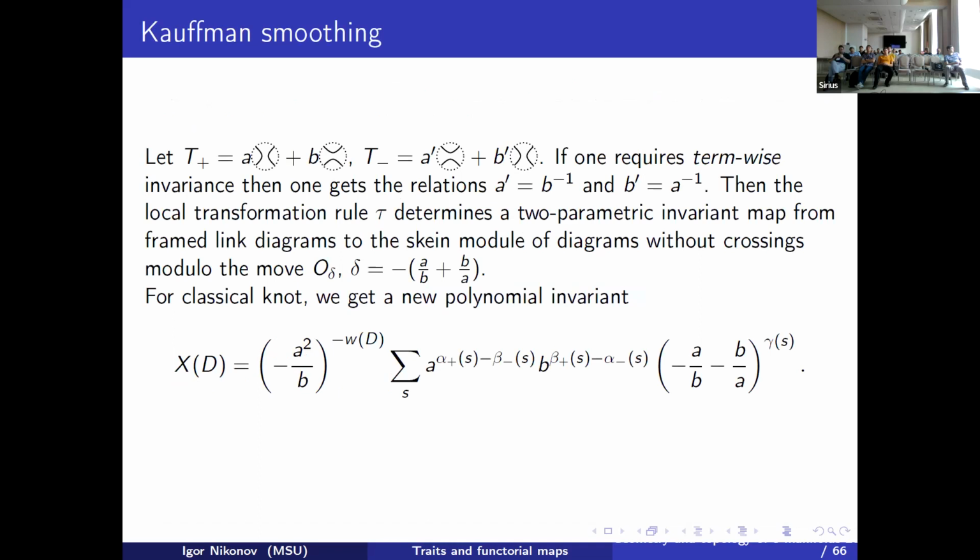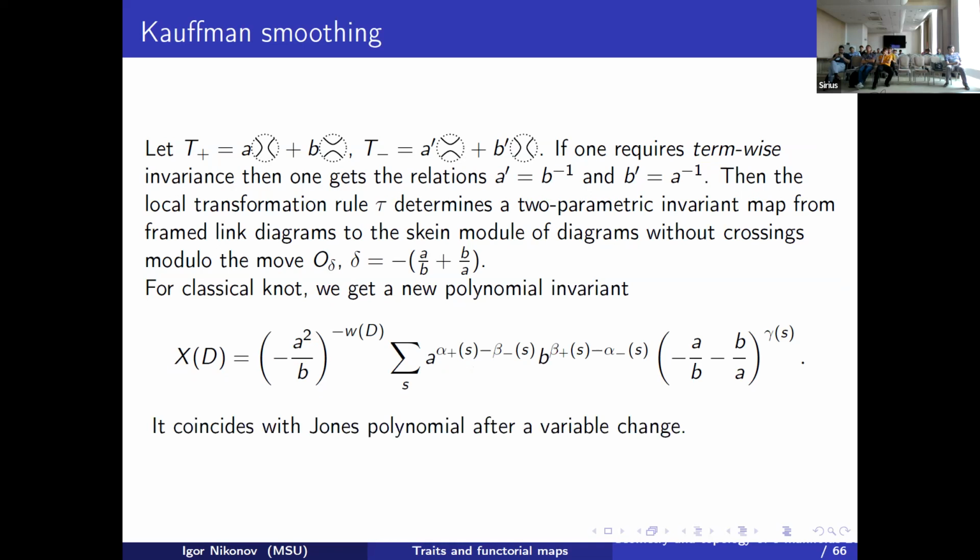Next, let us consider the Kauffman smoothing rule. We can consider different rules for positive and negative crossings. And so if you write down the invariance condition, you get that some variables depend on others, and finally you get a two-parameter operation. For example, for a classical knot, you get this kind of polynomial invariant of an oriented knot or oriented link. And it appears that this polynomial coincides with the Jones polynomial after some change of variable.